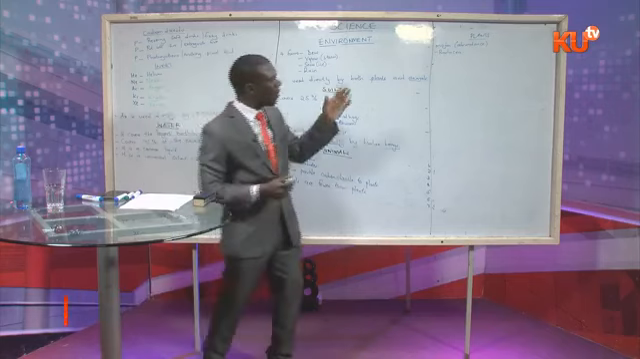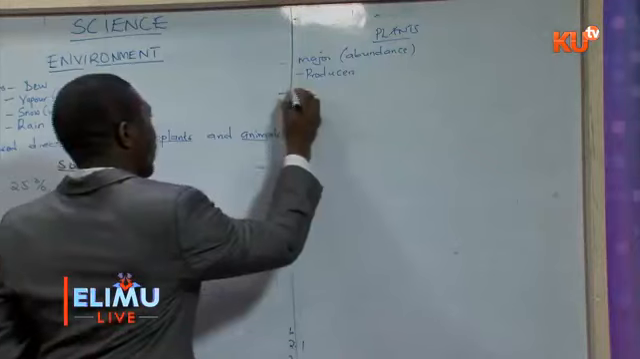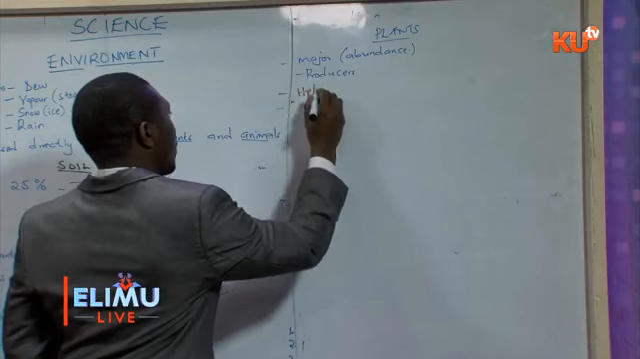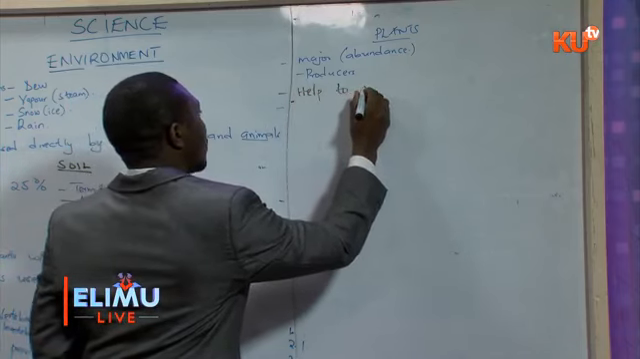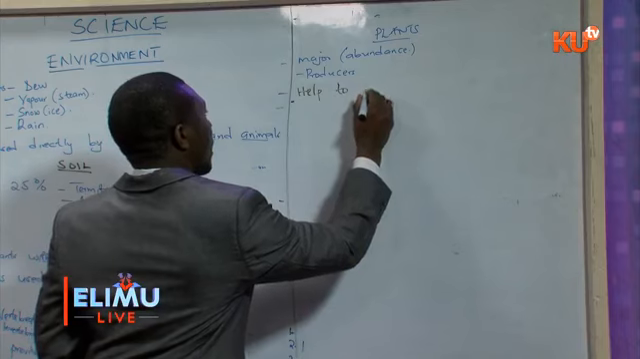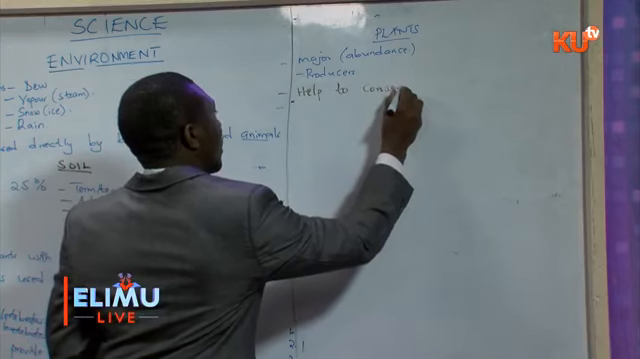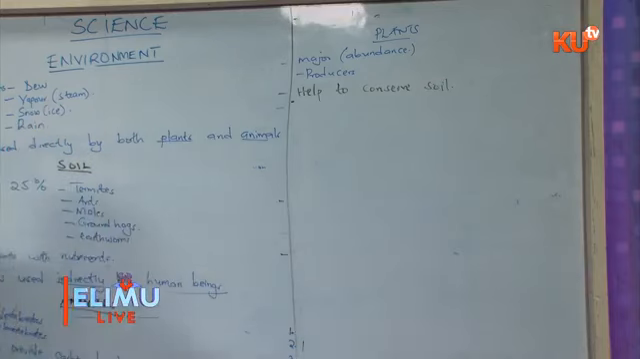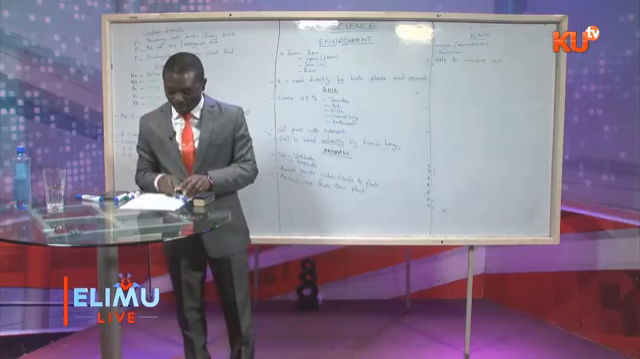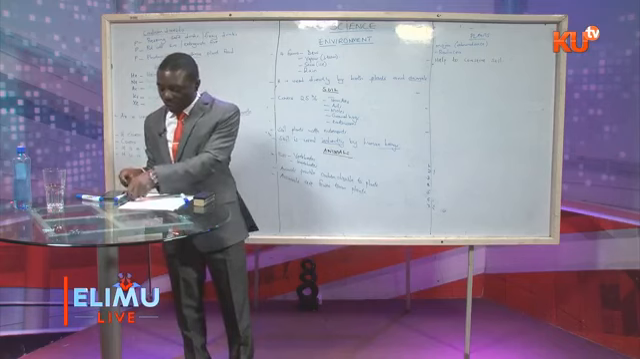Plants help to conserve soil. They help to conserve soil because they hold the soil particles together, or they bind the soil particles together. The roots help to conserve soil. These plants can also be used for medicinal purpose.